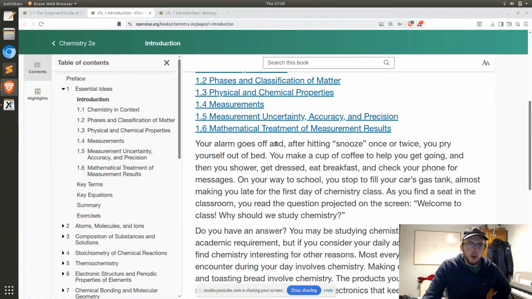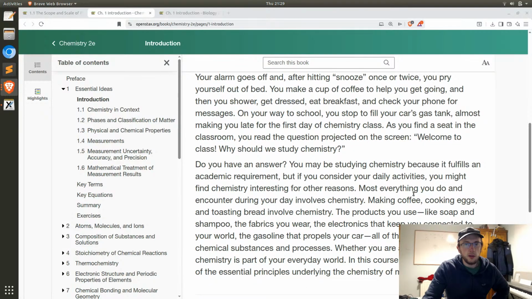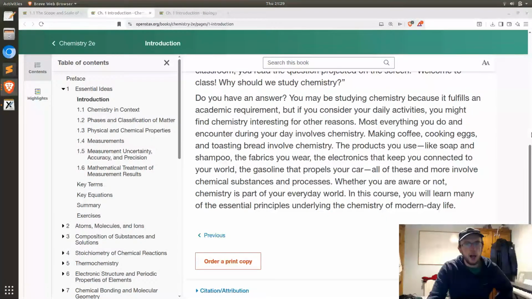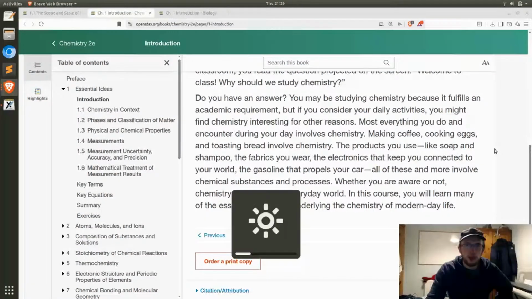Your alarm goes off, and after hitting snooze once or twice, you pry yourself out of bed. You make a cup of coffee to help you get going, and then you shower, get dressed, eat breakfast, and check your phone for messages. On your way to school, you stop to fill your car's gas tank, almost making you late for the first day of chemistry class. Welcome to class. Why should we study chemistry? Do you have an answer?